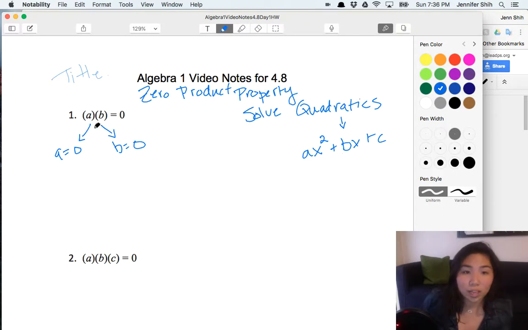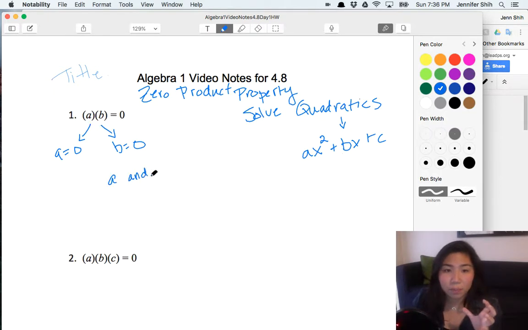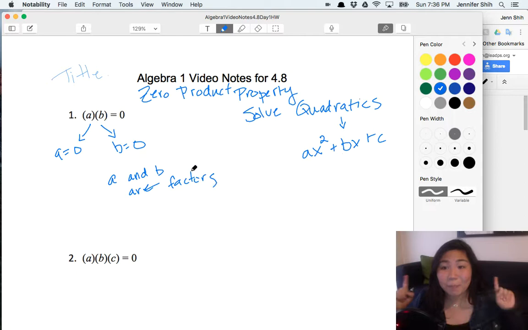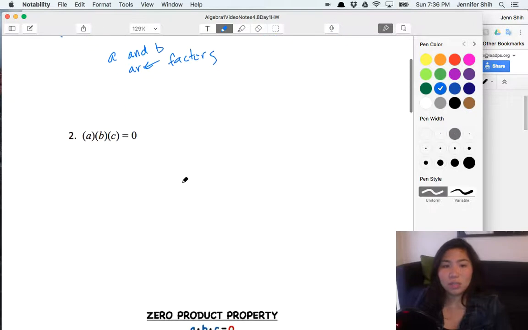So what I like to do is when I see something, a factor, A and B in this case, A and B are factors. When I see this, then I set both factors equal to 0, and that's called zero product property. So let's take a look at another example, example 2.